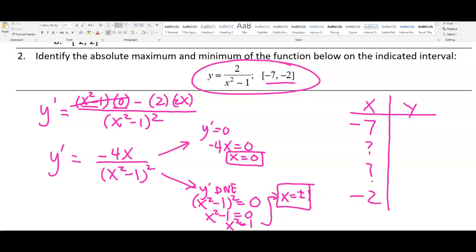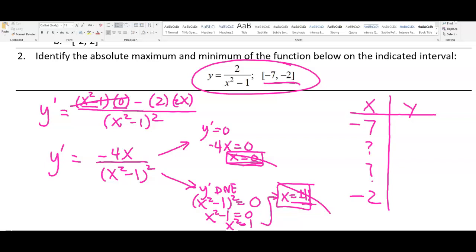Now, here's the most important thing I want you guys to take away from this. You only use the critical values that are in between the endpoints. None of these critical values are in between the endpoints, so we're actually not going to use any of them.